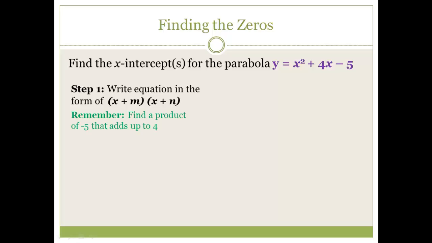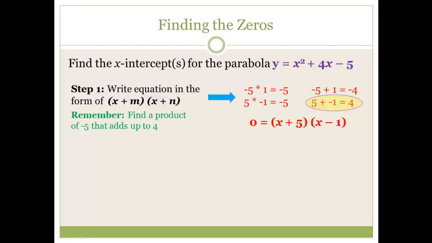First, factor the equation. Find two numbers that when multiplied equal -5, but when added together equal 4. These are the combinations of numbers that when multiplied equal -5. Next, add the pairs and find the one that equals 4. So 5 and -1 are your numbers. Put them into parentheses to get this factored form and set y equal to 0 since you're finding x-intercepts.